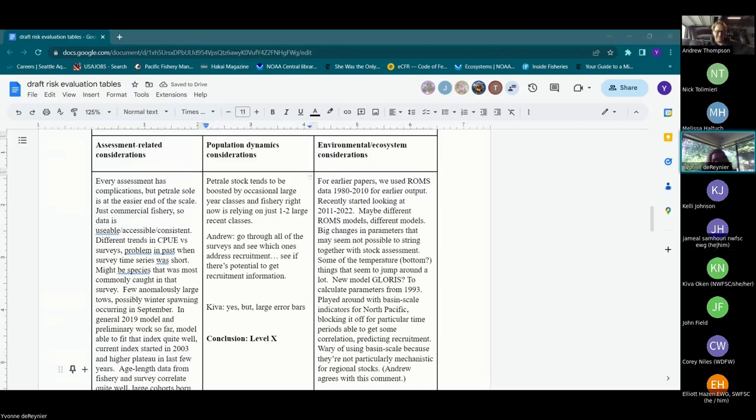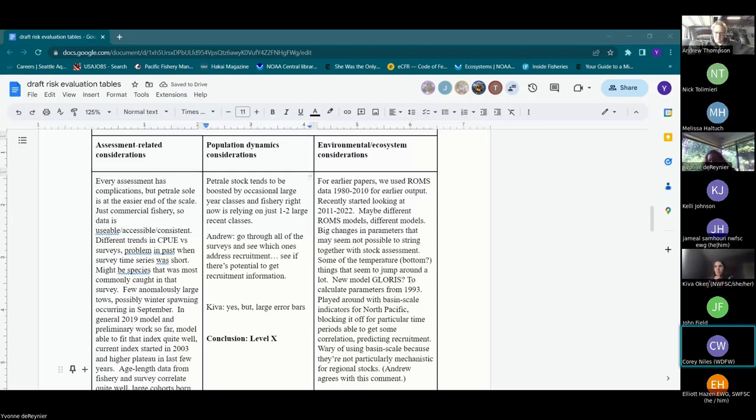Okay, go ahead, Corey. Yeah, maybe a slight tangent here, but I'm having fuzzy memories back to sablefish and Melissa's comments a long time ago that I'm going to get wrong, but I'm wondering how transboundary considerations might be worked in here.